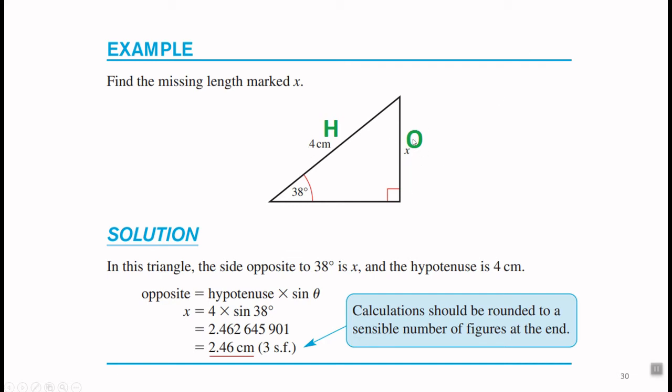You can make the opposite the subject, rearrange the formula like this and substitute values. Sine 38, you can use a calculator to get the value and multiply by 4. So the final answer is 4 multiplied by sine 38. You can directly apply this formula to the calculator, then get the answer. After that you need to round it to 3 significant figures.